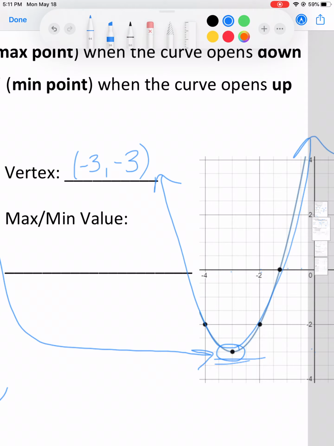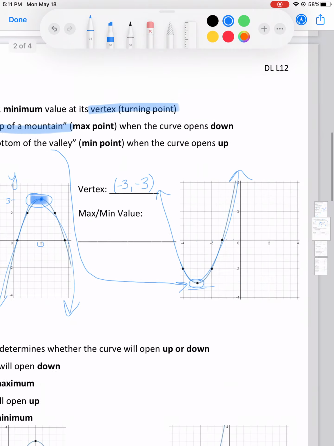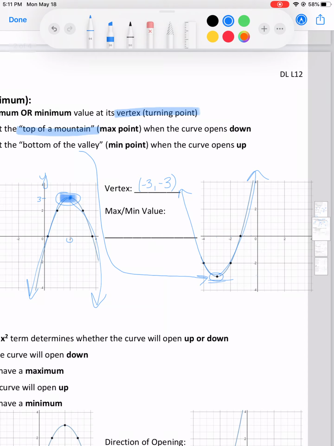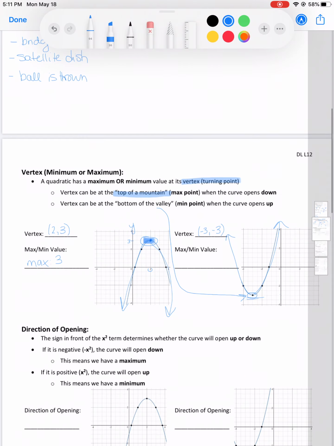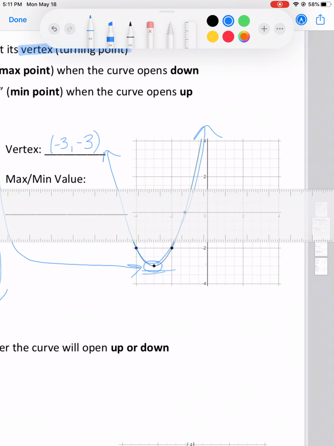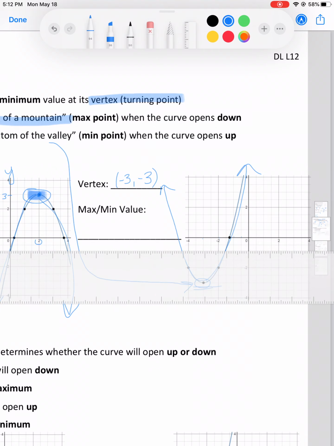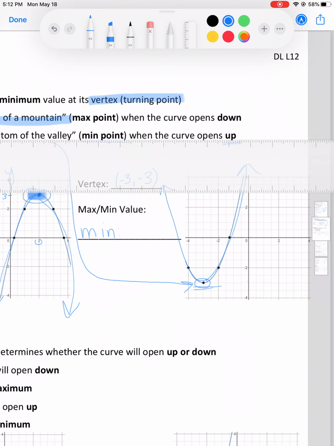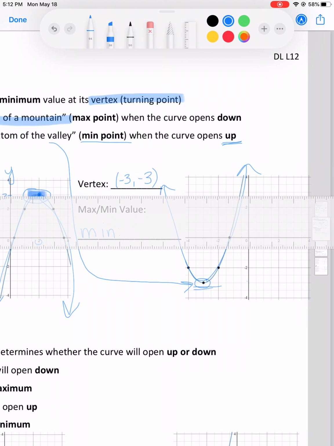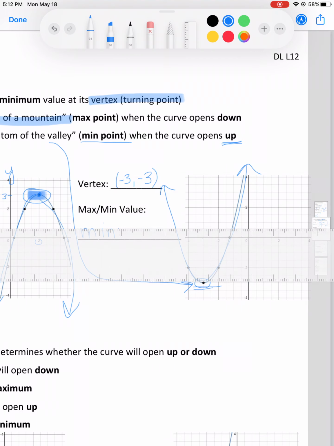Okay, so what's my max or min value? What is the lowest or highest possible point on this graph? Where did my ruler go? There it is. Same idea. We can see that the parabola is opening up. Because it's opening up, it has a min point. So I'm going to write in min. If you don't tell me it's max or min, you're going to lose a mark. Again, what's the lowest possible point that it reaches? We're using our y-axis. -3.